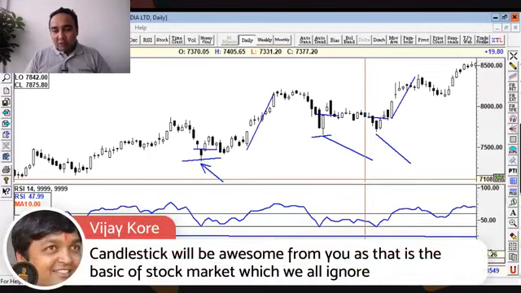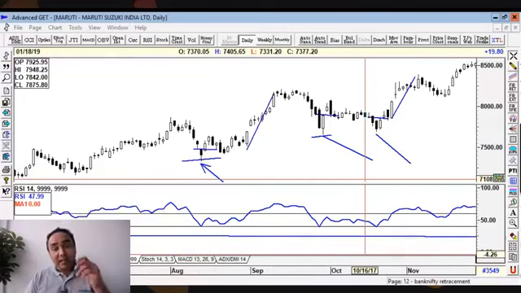Candlestick will be awesome, as that is the basic of the stock market, which we all ignore. Yes, it is the basic, but at the same time it is the most important thing to understand, which we call price action.